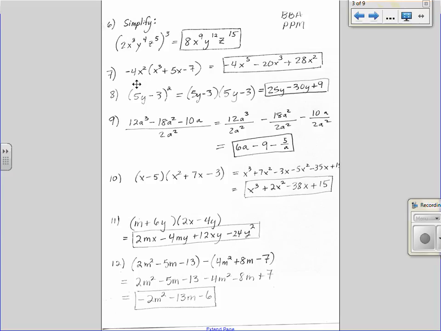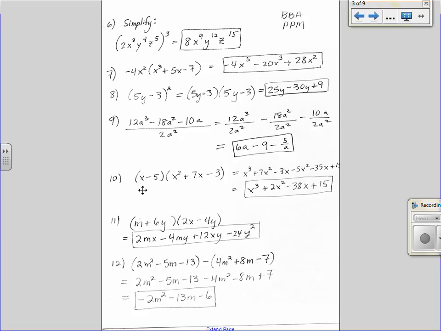Here we're using the distributive property, so negative 4x squared times each of these terms. If we square something, that's 5y minus 3 times itself, and then we'll use FOIL. Here, if we're dividing by one single term, then make a fraction of each of these terms over that bottom and simplify each of them by themselves.